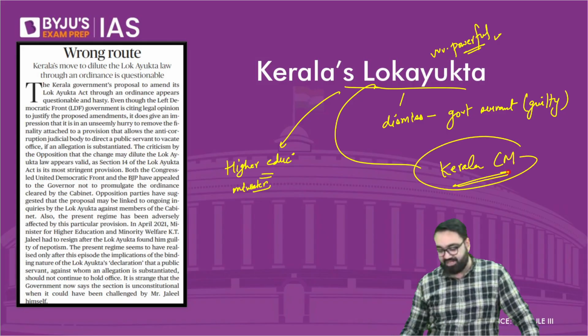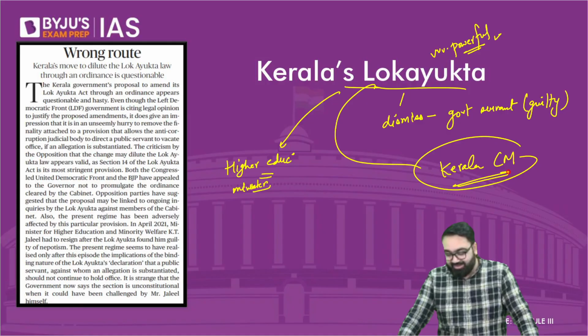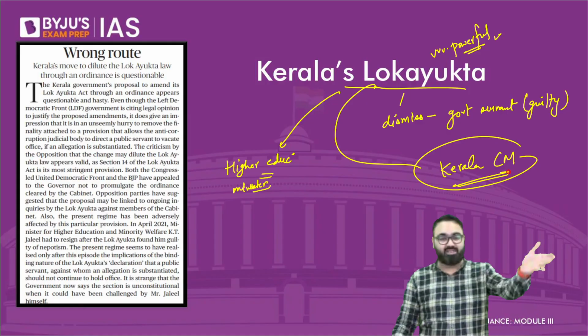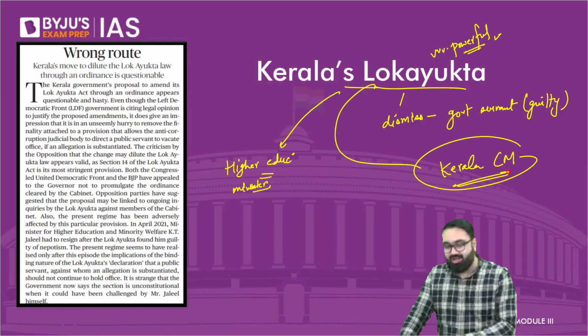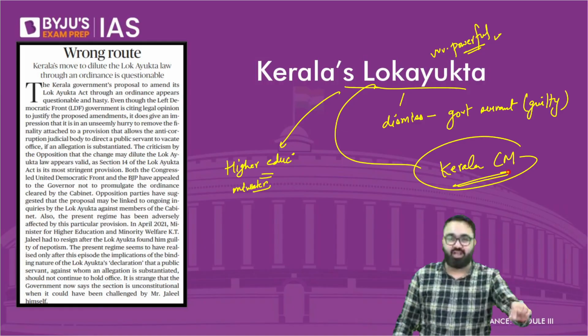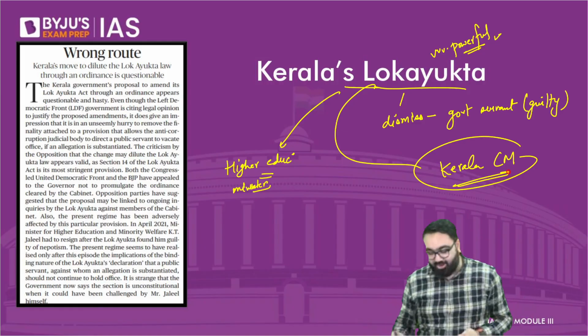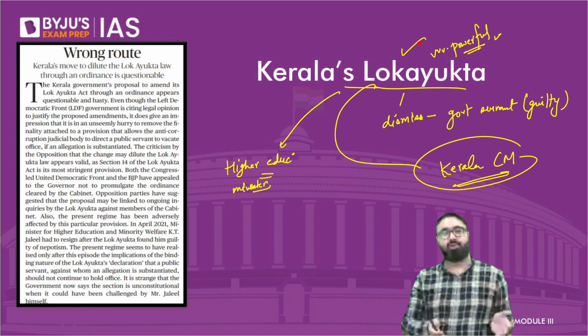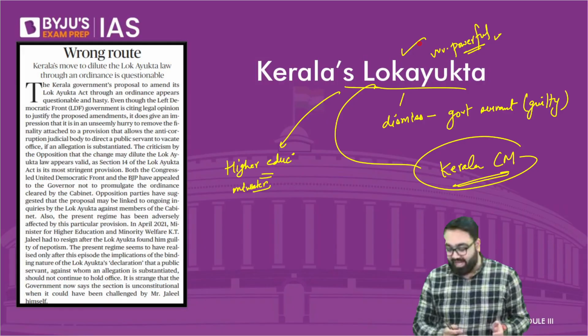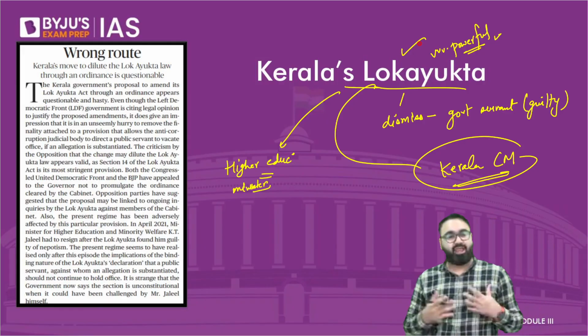There was some allegation. Now Chief Minister got really worried. He thought he has already removed one of my ministers. I don't want to be removed by him. So Kerala government introduced an ordinance to change the power of the Lokayukt. They said that no, Lokayukt cannot have this much power.